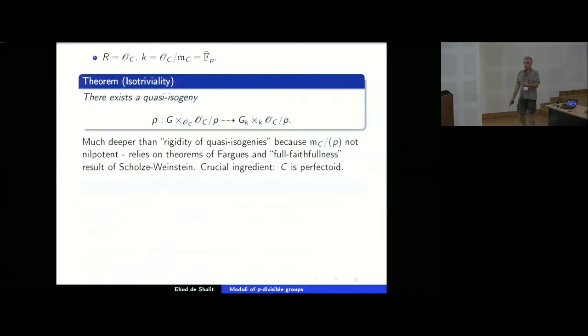And this is not a formal consequence of rigidity, because you cannot apply, as I said before, rigidity of quasi-isogenies to reduction by m_C. You cannot lift from O_C mod m_C to O_C over p, because m_C is not topologically nilpotent. You can lift from O_C over square root of p to O_C over p. You can lift from O_C over the 100th root of p to O_C over p, but not from O_C over m_C.